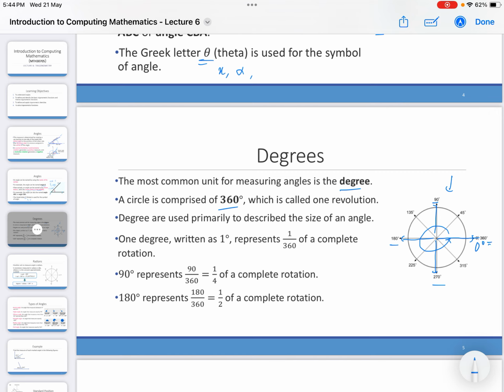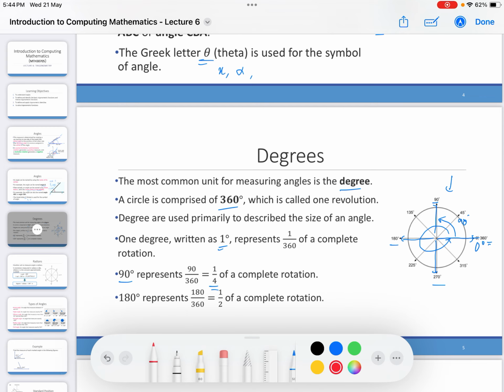Okay, and then degrees are used to describe the size of an angle. One degree, which is written like this, represents 1 over 360 of the complete rotation. And 90 degrees represents 1 over 4. So we have 90 degrees from here up to here. And then 180 degrees represents half of the complete rotation. So the 180 is from here up until here, half of the complete rotation.